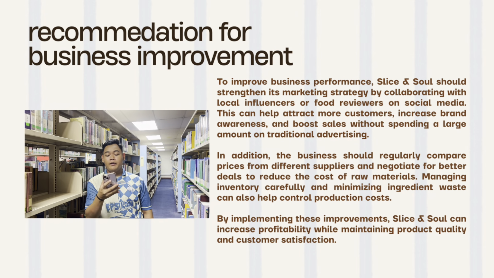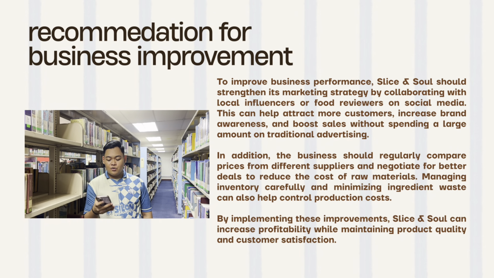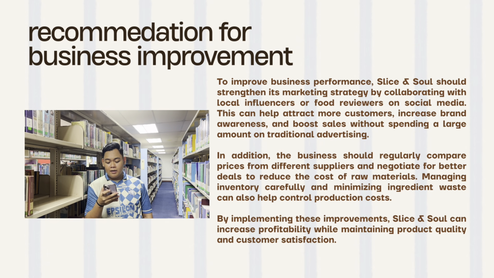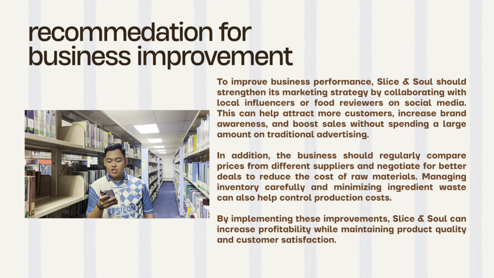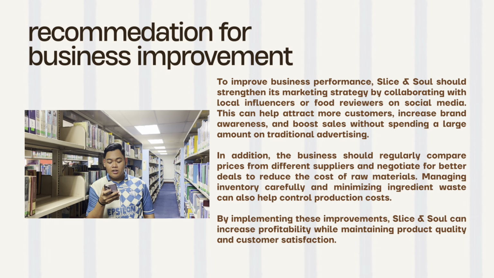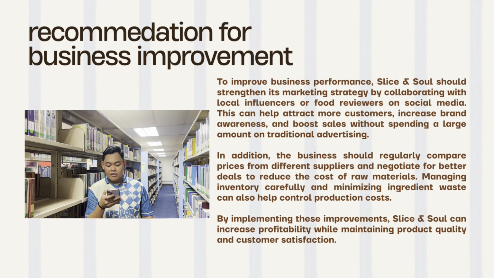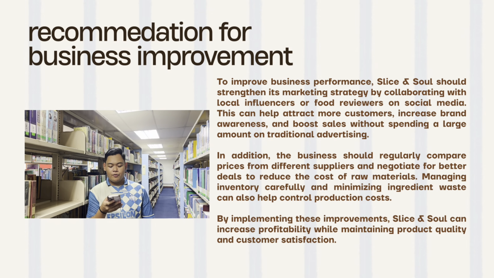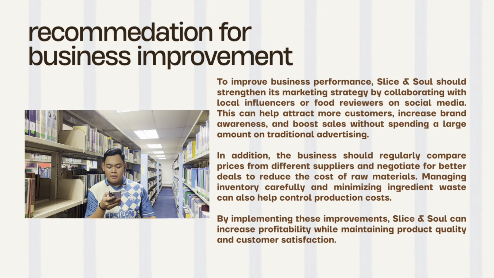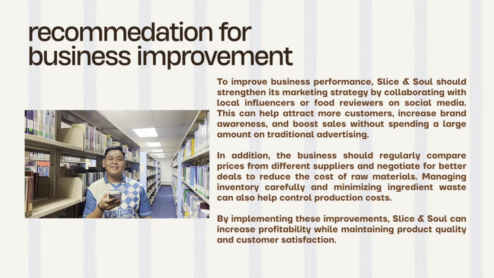Recommendation for business improvement. To improve business performance, Slice and Soul should strengthen its marketing strategy by collaborating with local influencers or food reviewers on social media. This can help attract more customers, increase brand awareness, and boost sales without spending a large amount on traditional advertising. In addition, the business should regularly compare prices from different suppliers and negotiate for better deals to reduce the cost of raw materials. Managing inventory carefully and minimizing ingredient waste can also help control production costs. By implementing these improvements, Slice and Soul can increase profitability while maintaining product quality and customer satisfaction.